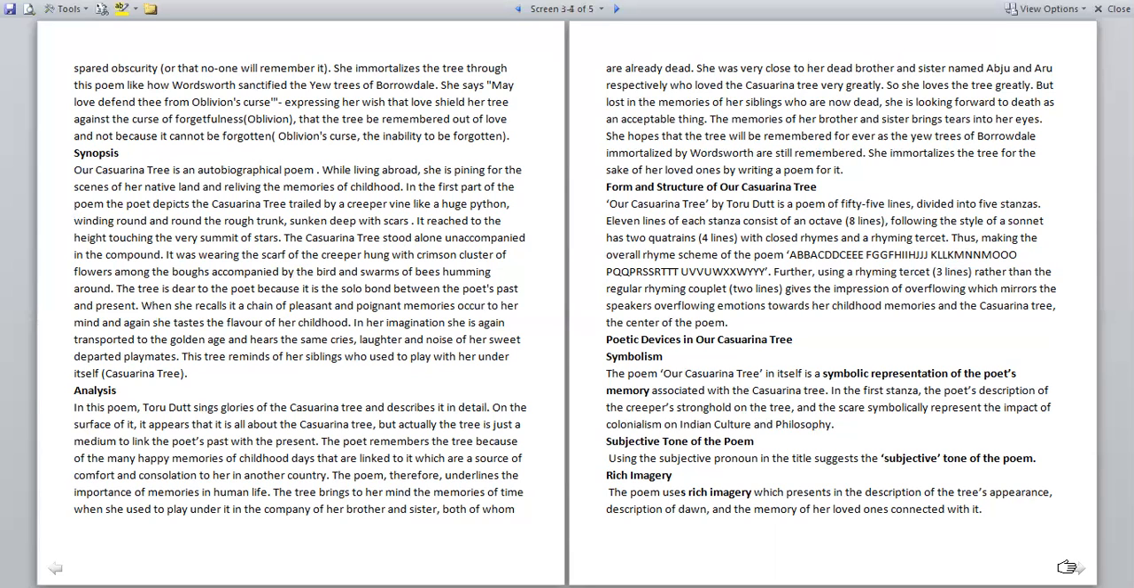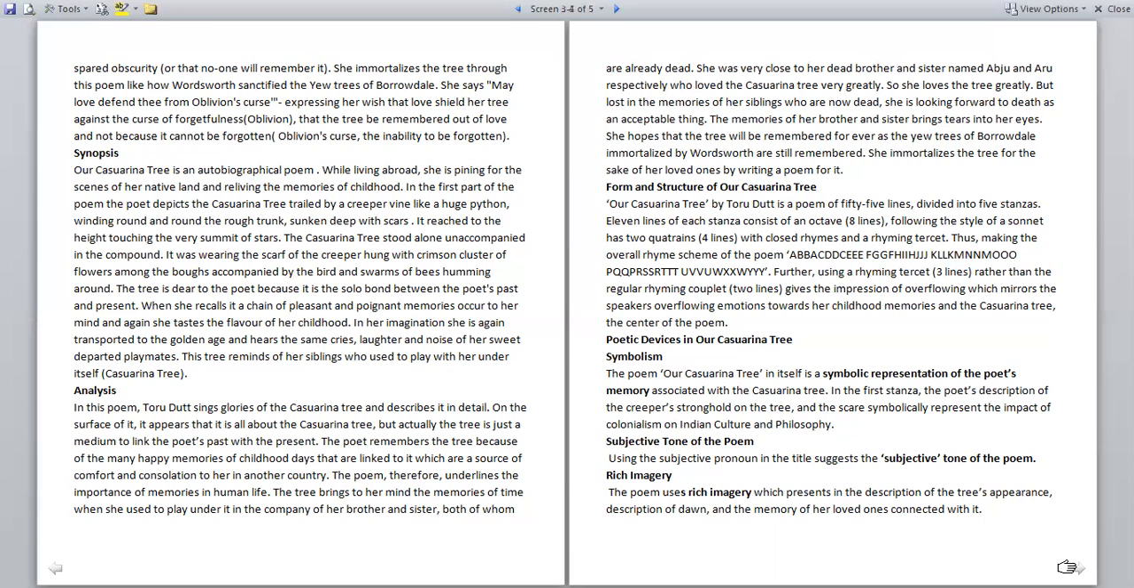Now the form and structure of the poem. Our Casuarina Tree is a poem of 55 lines divided into 5 stanzas. Each stanza of 11 lines consists of an octave following the style of a sonnet, has two quatrains with a closed rhyme and a rhyming tercet, thus making the overall rhyming scheme of the poem ABBA, etc. Further, using the rhyming tercets rather than the regular rhyming couplet gives the impression of overflowing, which mirrors the speaker's overflowing emotions towards her childhood memories and the Casuarina tree, the center of the poem.